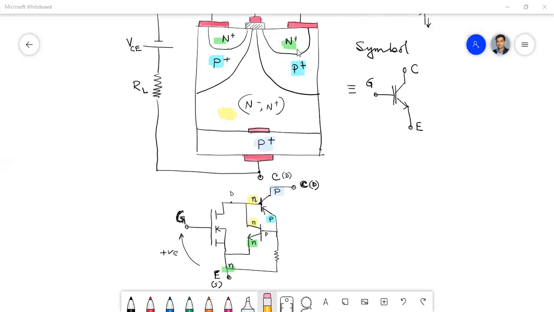Sir, the MOSFET will turn on. Okay. If the MOSFET is turned on, then which transistor will it turn on? Yes sir. So that is my question.